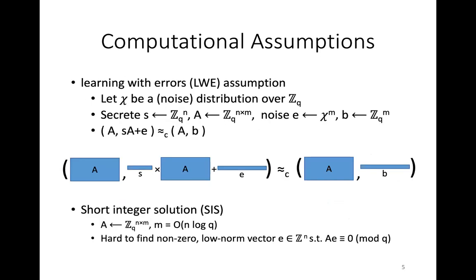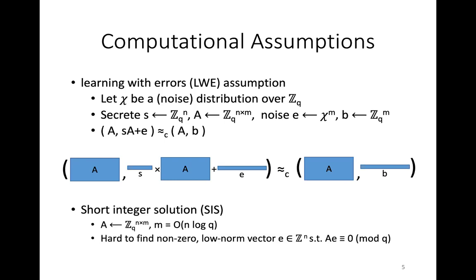Let me recall two computational assumptions that we make in our construction. The first one is the learning with errors assumption. The second one is the short integer solutions assumption. So let chi be a noise distribution over Z_q, and the LWE assumption says that it is computationally hard to distinguish between two distributions. The first distribution on the left-hand side consists of two parts. The first part is a randomly sampled matrix A, and the second part is S times A plus E, where S is a random vector and E is a vector sampled according to the noise distribution.